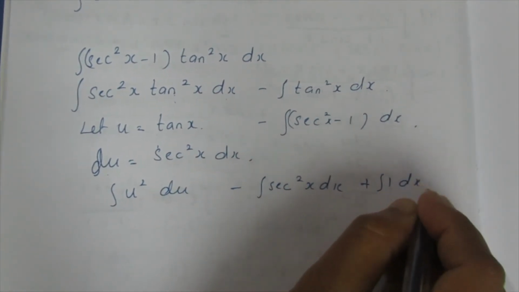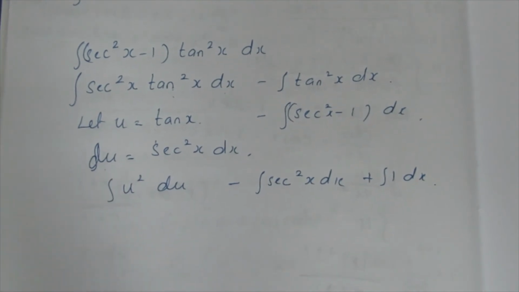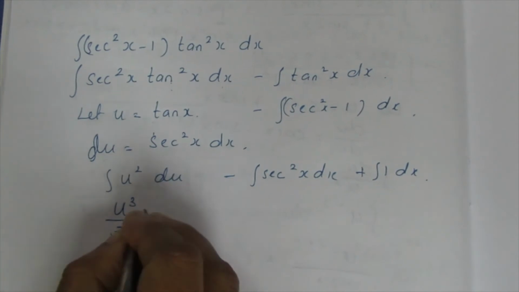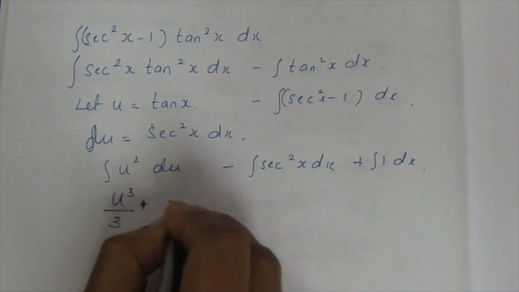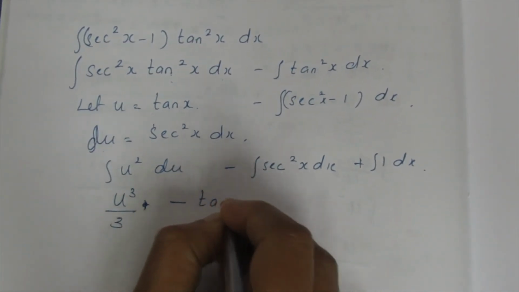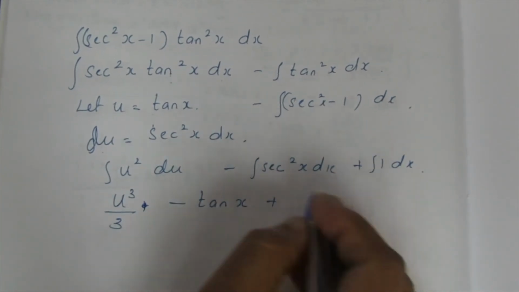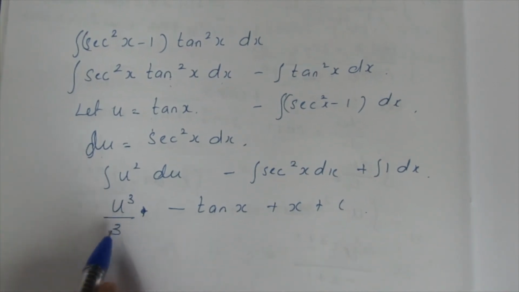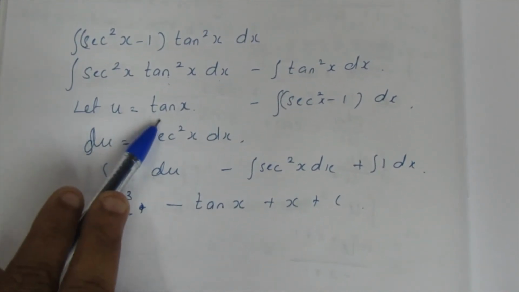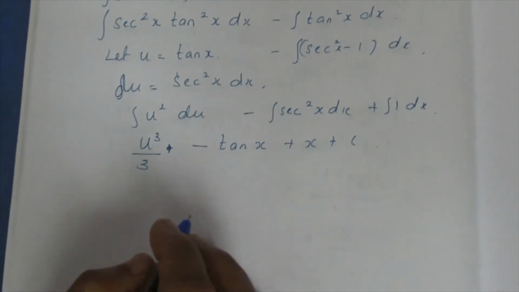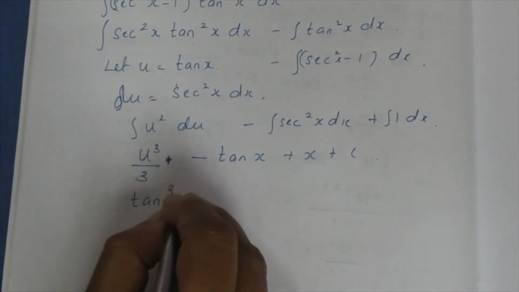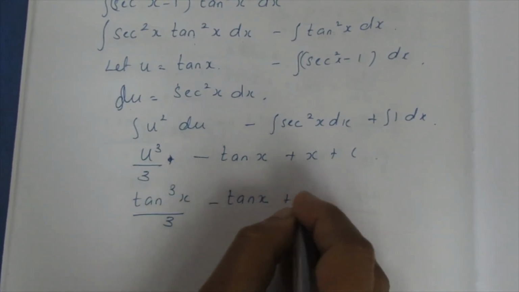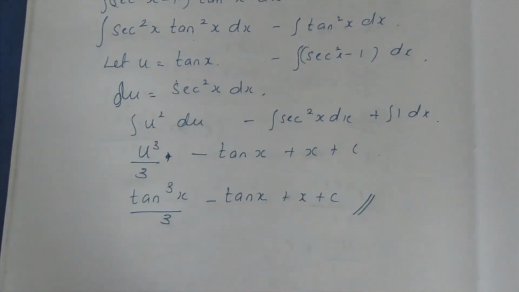here it becomes secant square x dx, minus into minus will become plus 1 dx. Now this is with respect to u, so here it becomes u cube by 3 minus, for secant square we know it is tan x, and for 1 it is x, plus c. In the place of u cube it can be written as tan cube x, so we need to change it to x. So tan cube x by 3 minus tan x plus x plus c is your final answer for the sum.